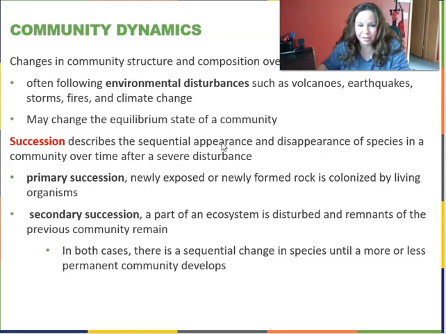that totally caused damage. It wiped out what communities were there. So we start with primary succession. This is when the newly exposed or newly formed rock is colonized by the first living organisms that are able to do it. Secondary succession is when part of an ecosystem is disturbed and then the remnants of the previous community remain. So then it'll start growing after that. And in both cases there's a sequential change in species until a more or less permanent community develops and maybe finally we can reach our equilibrium state again.